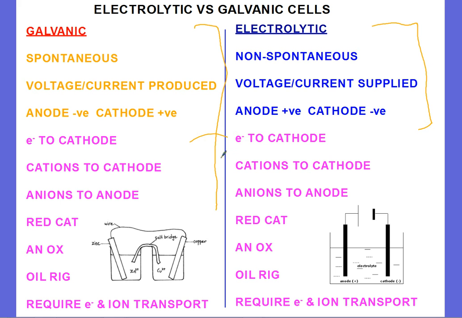Electrons go to the cathode, cations go to the cathode, anions go to the anode, red cat, an ox, and oil rig all apply, and both require electron transport and ion transport.